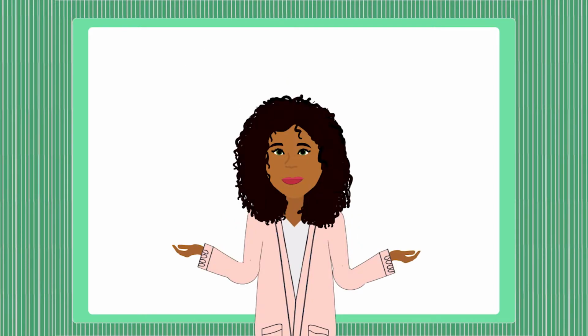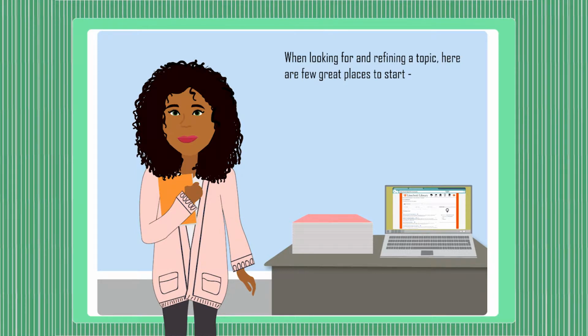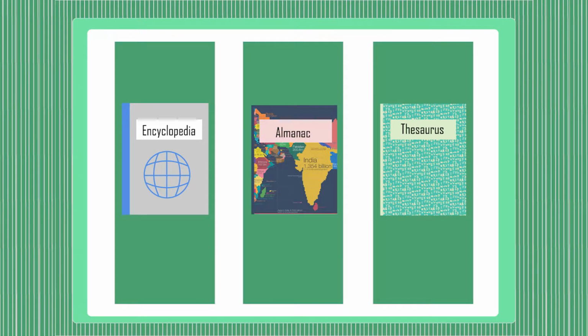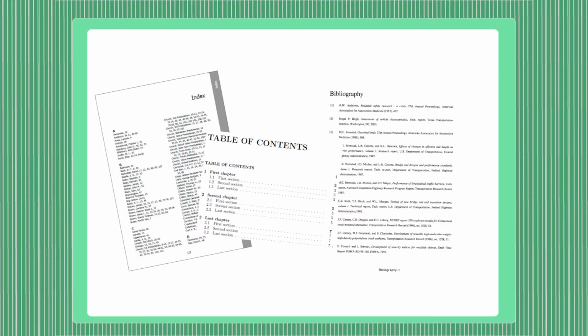Where do I begin? There are countless resources for doing research. When looking for and refining a topic, here are a few great places to start. Reference materials, book indexes, and article bibliographies. Reference materials like encyclopedias, almanacs, thesauruses, and online databases provide quick, direct reference points on any given topic to support our thesis. Indexes and chapter headings can give you ideas for breaking down topics into more specific terms. Bibliographies are a great place to find additional resources. If you have a great article and need more information, look in the bibliography to see sources the author used.